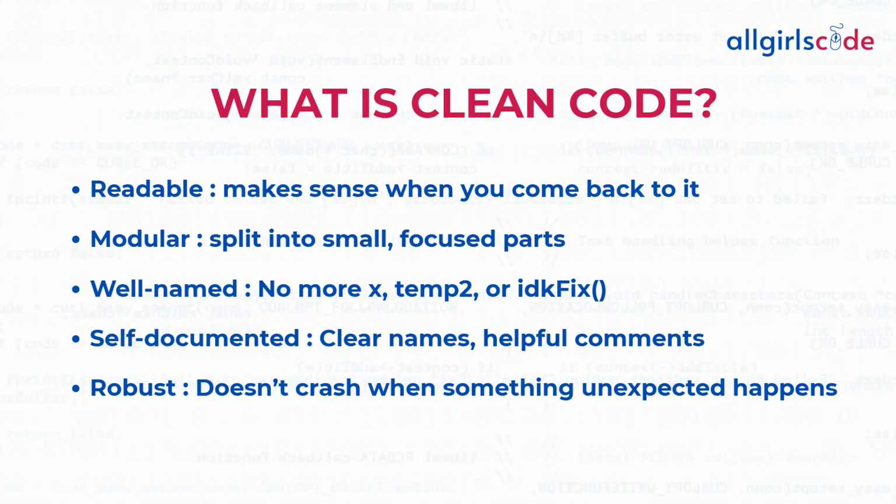So what is a clean code? A clean code is readable. It makes sense when you come back to it months later. It's modular, split into small focused parts that do one thing well. It's well named. No more mysterious variables like x or temp2 or functions called, I don't know, fix. It's self-documented through clear names and helpful comments, and it's robust. It doesn't crash when something unexpected happens. Clean code is code that respects the person who has to read it next, even if that person is you.